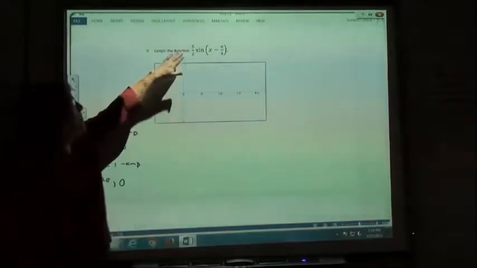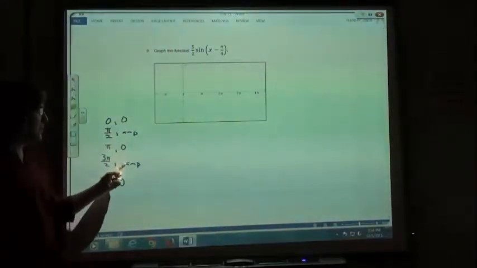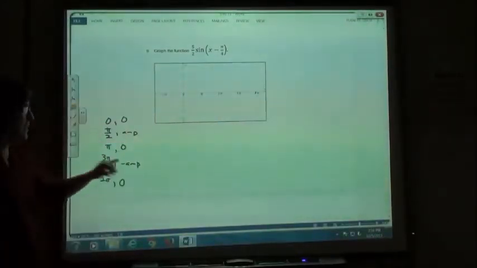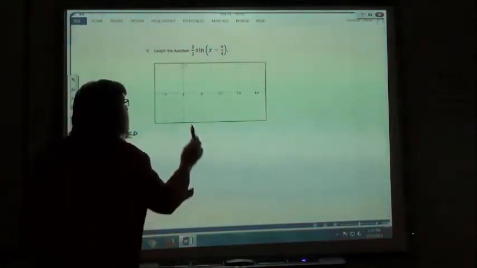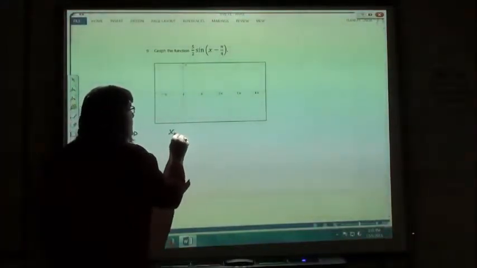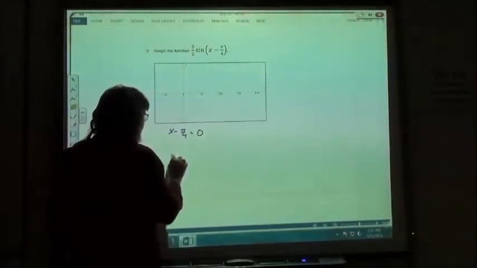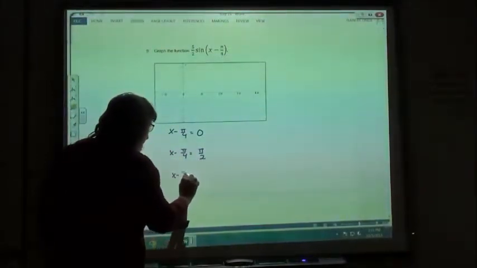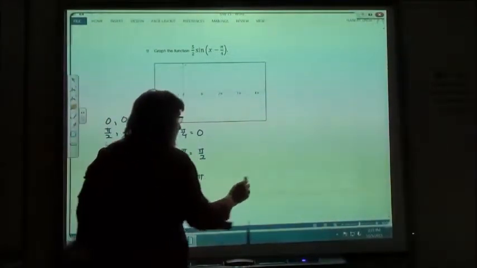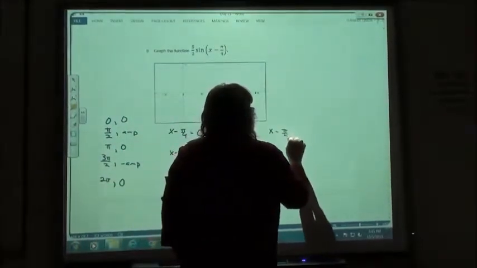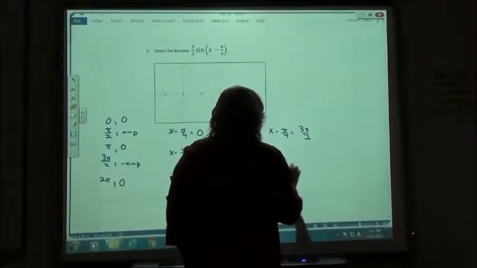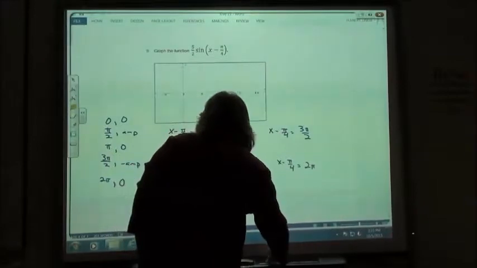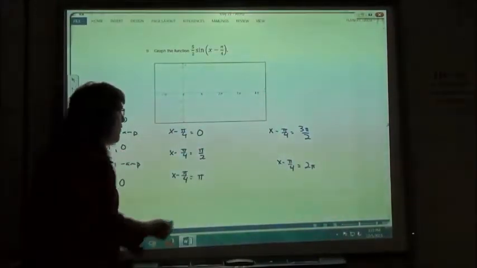And like I said, if this happens to be a negative, you'll do the negative first and then the positive. Those two things will switch around. Since it's positive, we're going to do the positive first and the negative second. So, doing our shift. x minus pi over 4 is going to equal 0, equal pi over 2, equal pi, equal 3 pi over 2, and equal 2 pi. So in all of these, we have to add our pi over 4.